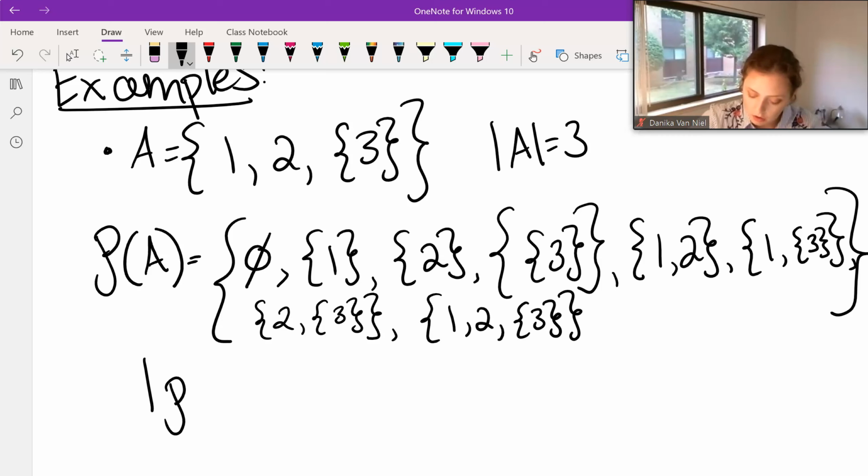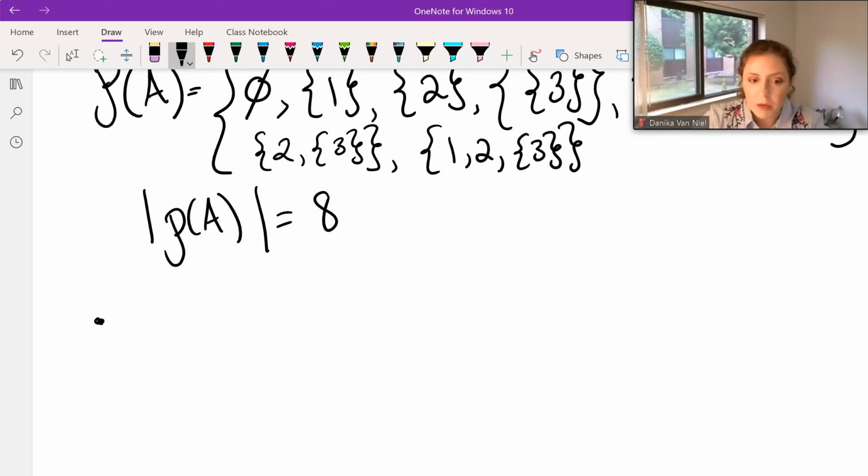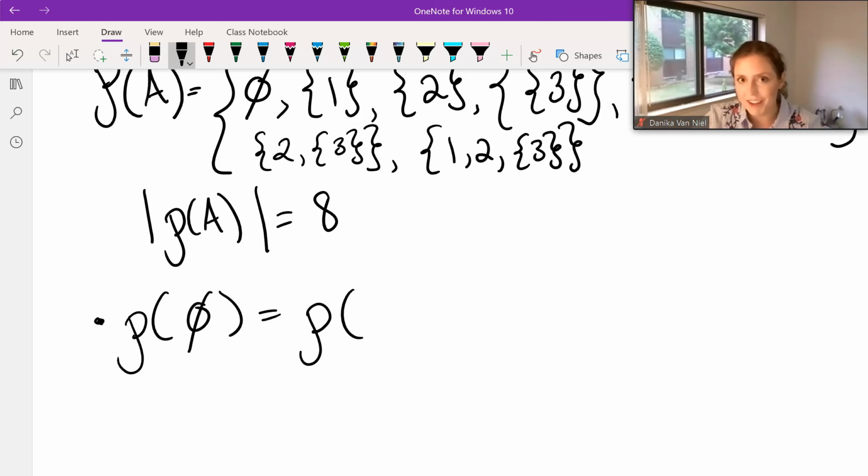Cardinality of the power set of A is 8. That's another interesting problem. If you take the power set of the power set of something, what does that end up looking like? It's not the most fun, I will admit, but it is interesting. So if you get the chance to watch someone else do it, take it.